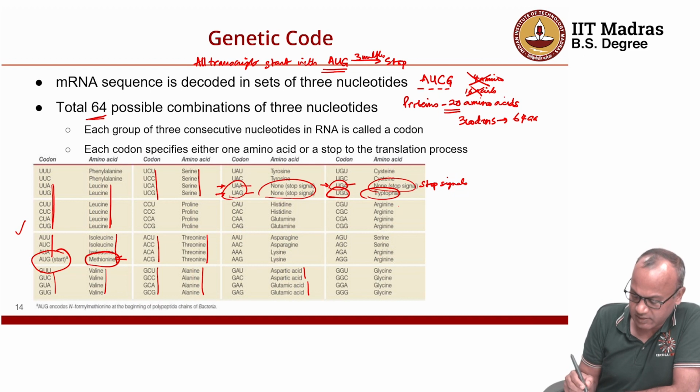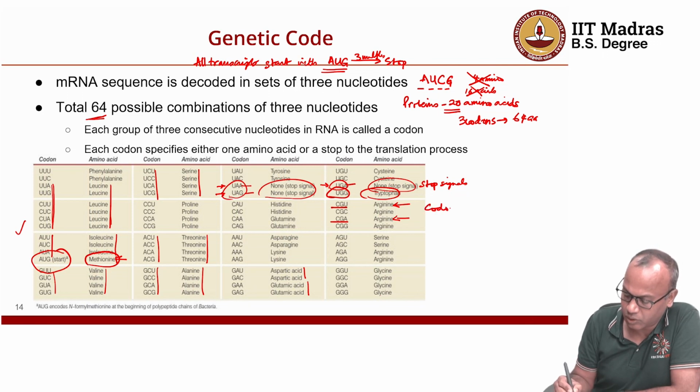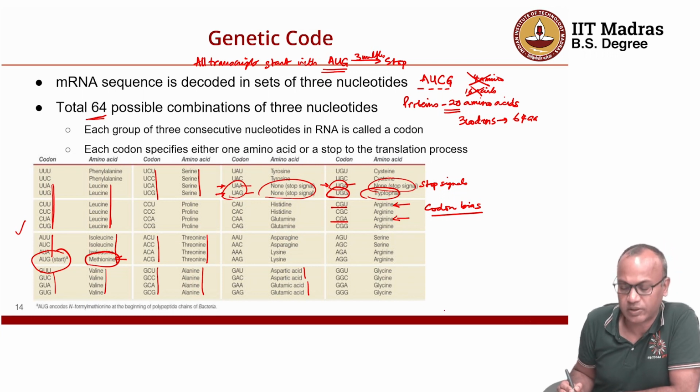What it means is that a bacterial species can code for arginine using this particular sequence, CGU, whereas a eukaryotic species can code for arginine using this. This is called codon bias. Certain systems have bias for one sequence versus another.